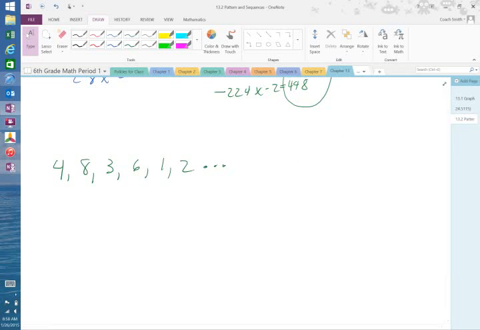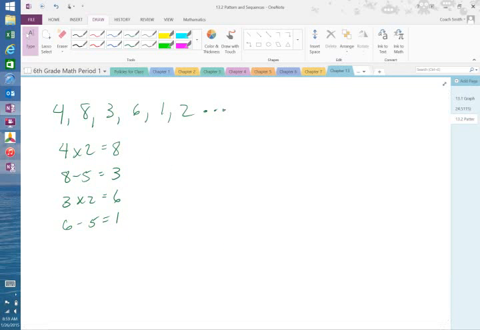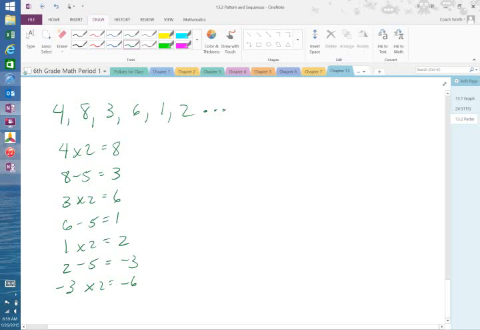So we say 4 times 2 is equal to 8. Then we take 8 minus 5 equals 3. Then we take 3 times 2 equals 6. Then we take 6 minus 5 equal 1. Okay, and then we take 1 times 2 equal 2. Then we take 2 minus 5 equal what? Negative 3. Then I take negative 3 times 2 is equal to negative 6.